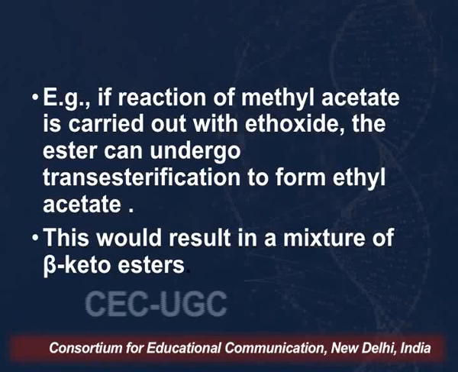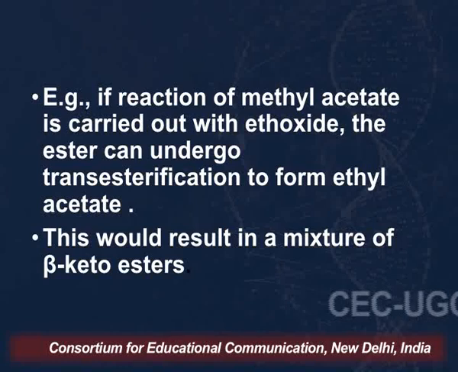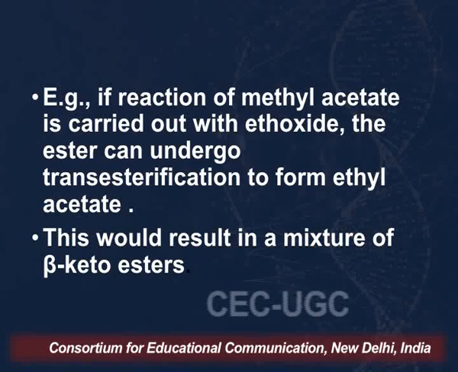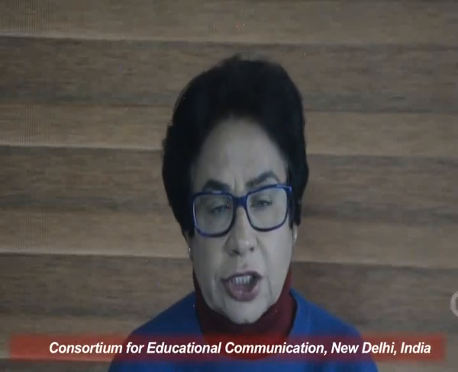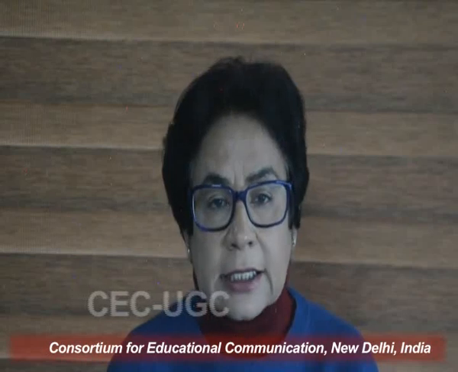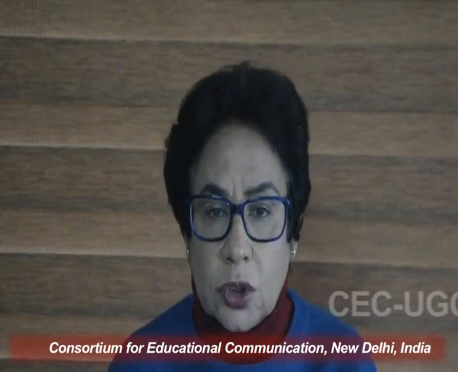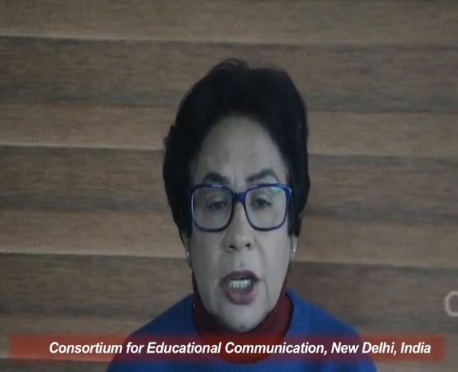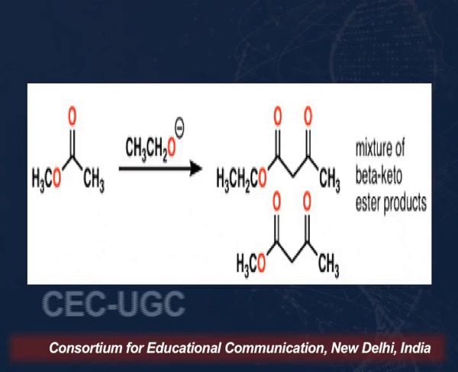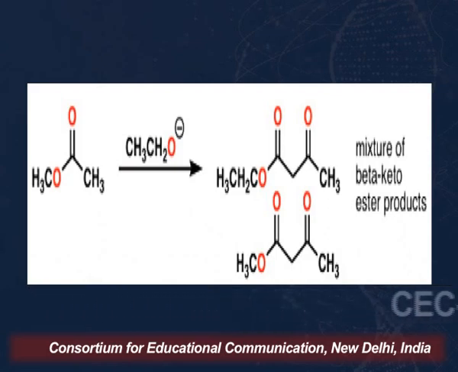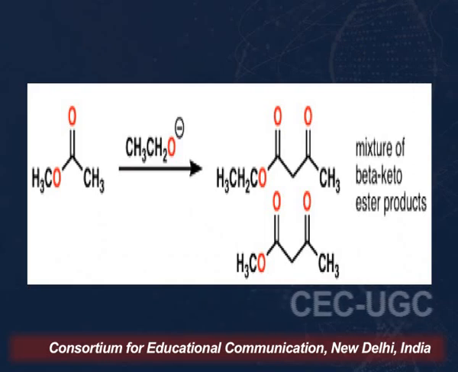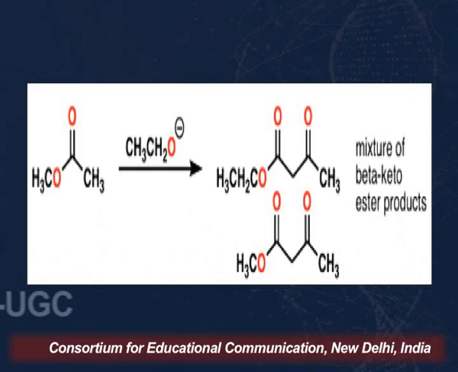Now these two ester molecules, methyl acetate and ethyl acetate, will react with ethoxide ions to give us a mixture of beta-keto esters. So this will be the drawback of the reaction. What you have to keep in mind is that the base alkoxide ion which we are using should be the same as the leaving group which will depart from the enolizable ester. As you can see on your screens, when we carry out the reaction of methyl acetate with ethoxide ion, it results in a mixture of two beta-keto esters, so the yield of the reaction will be low.